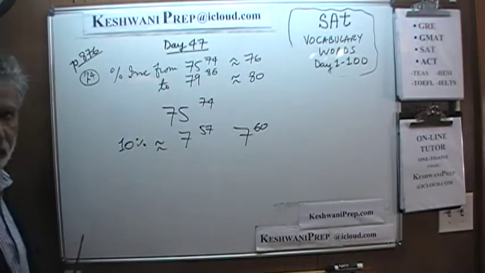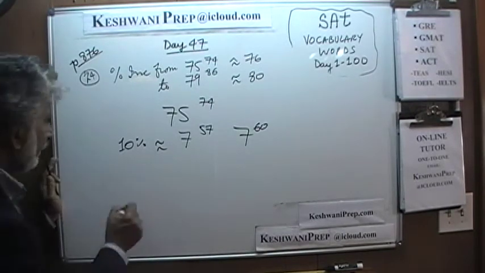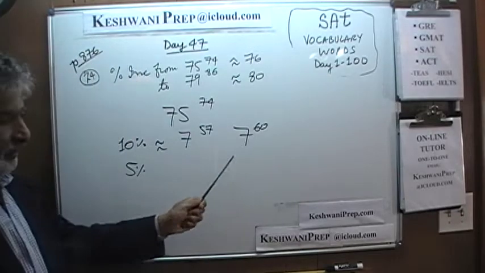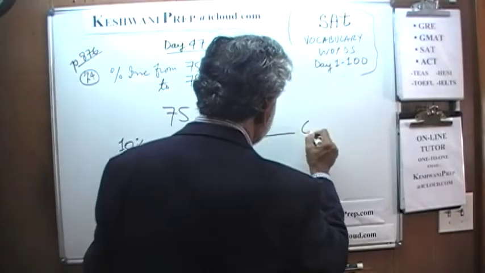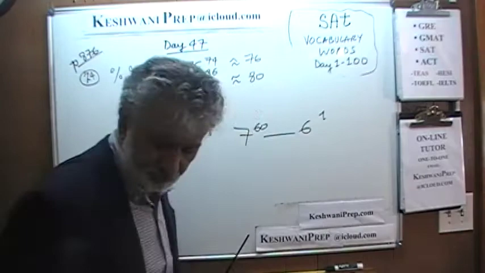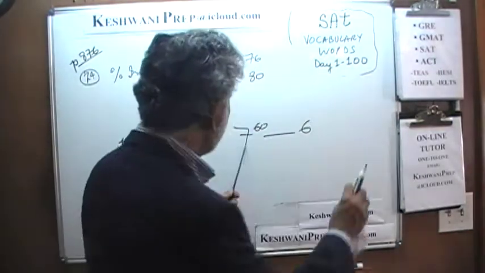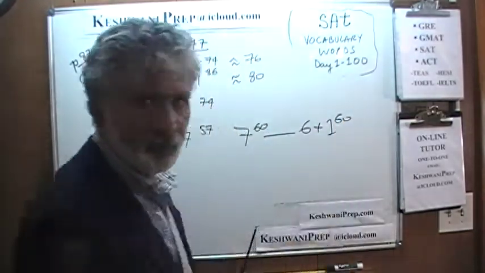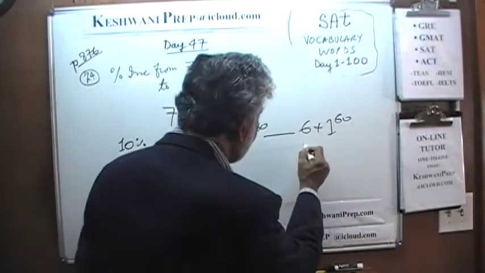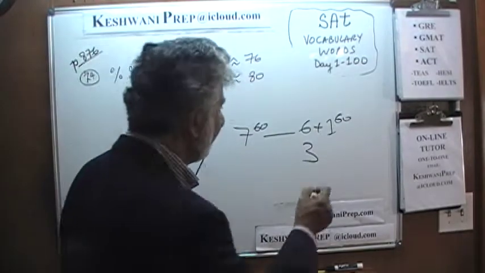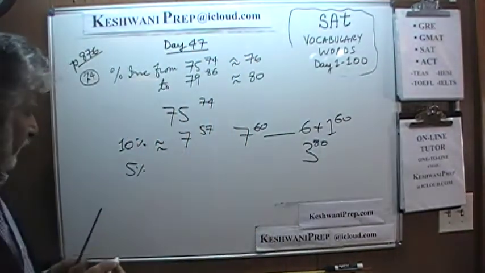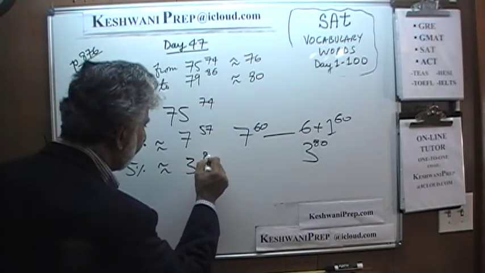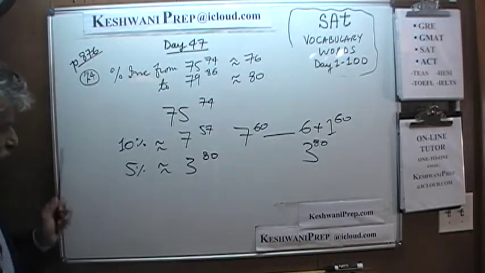So that's 10%. If 10% is 7.60, that means 5% is going to be half of that. Think of 7.60 as 6 plus 1.60, if it makes it easier for you. Half of 6 is 3, and half of 160 is 80 cents. There we go. In other words, 5% is approximately $3.80. You with me so far? So we already have 5%.